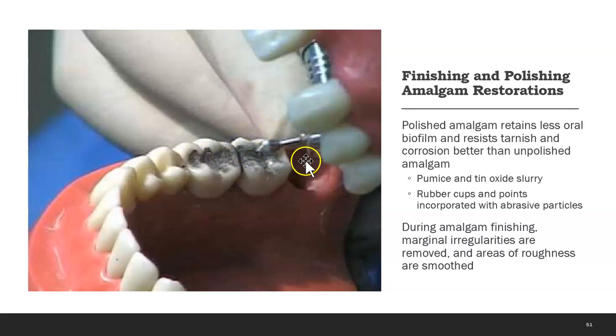When you place amalgam restorations, it's important to finish and polish them. When you finish the restoration, you're producing the final shape and contour of a restoration. That's what finishing means. Polishing is when you make it a shiny surface so you can reduce scratches. So polishing refers to abrading the surface to reduce scratches and make a shiny surface.